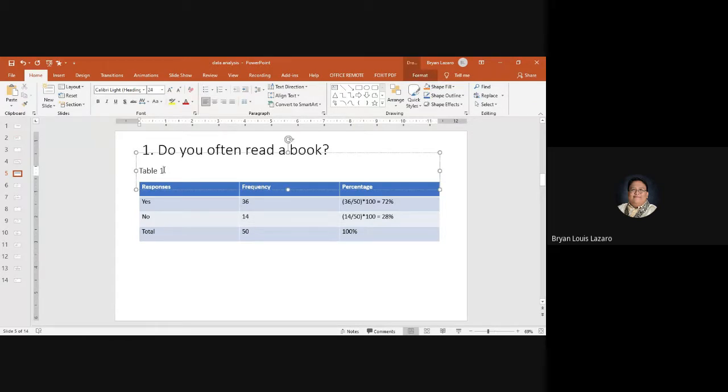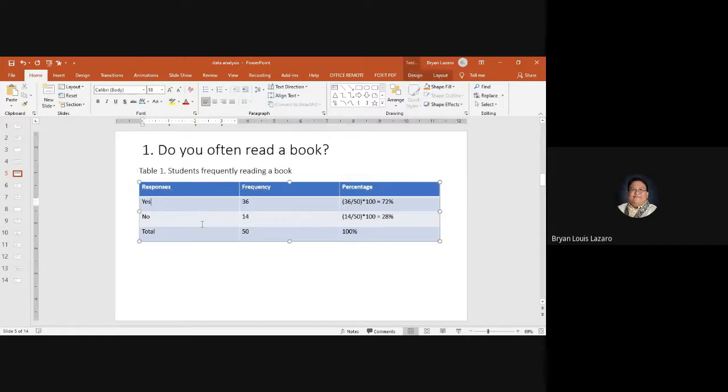Chapter 3 na po ito. Dinidiretso ko na po. Ito na rin yung presentation ng data, para tuloy-tuloy po. So, Table 1, nakalagay dyan, frequency of students often reading a book. Or frequently reading a book. Kahit wala na yung frequency. Students frequently reading a book.